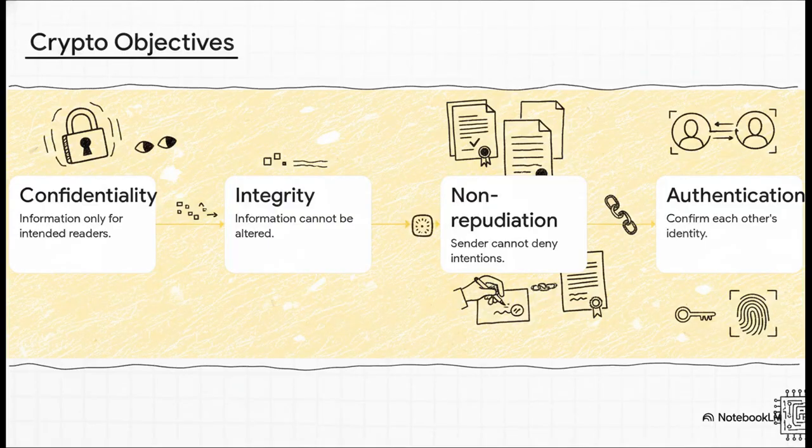Now, for a modern crypto system to be truly secure, it has to hit 4 key objectives. First up, confidentiality. Just keeping the secret safe from prying eyes. Second, integrity, ensuring the message wasn't altered or tampered with while it was in transit. Third is non-repudiation, meaning the sender absolutely cannot later deny that they sent the message. And fourth, authentication, verifying that both the sender and the receiver are exactly who they claim to be. Hit all 4, and you've got a robust system.